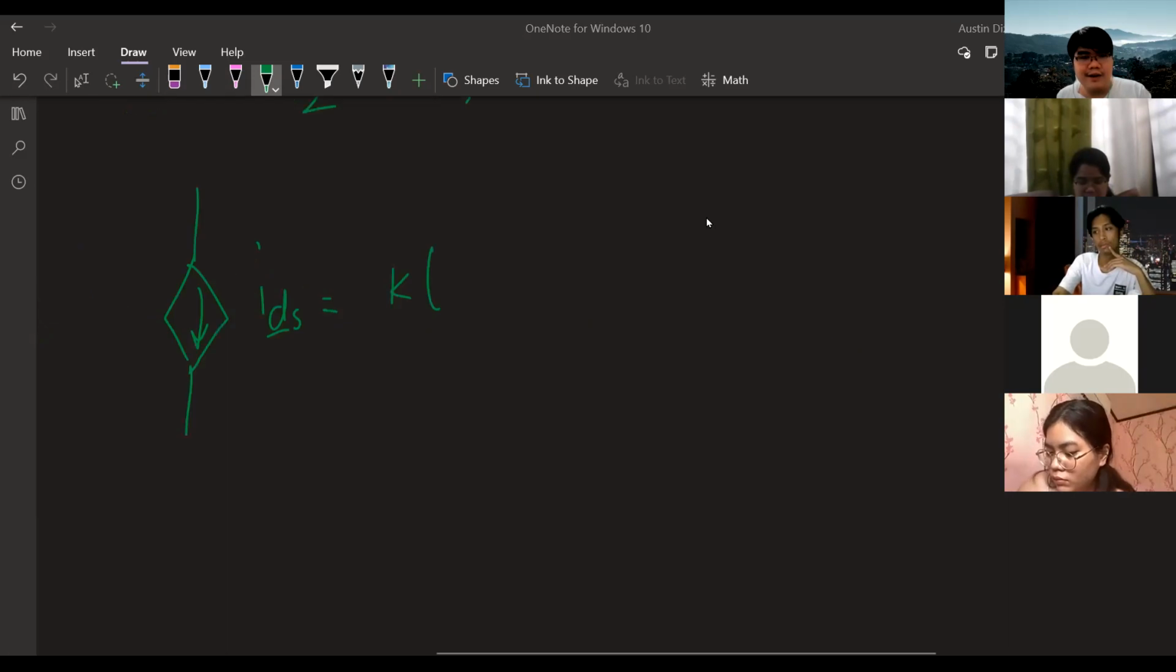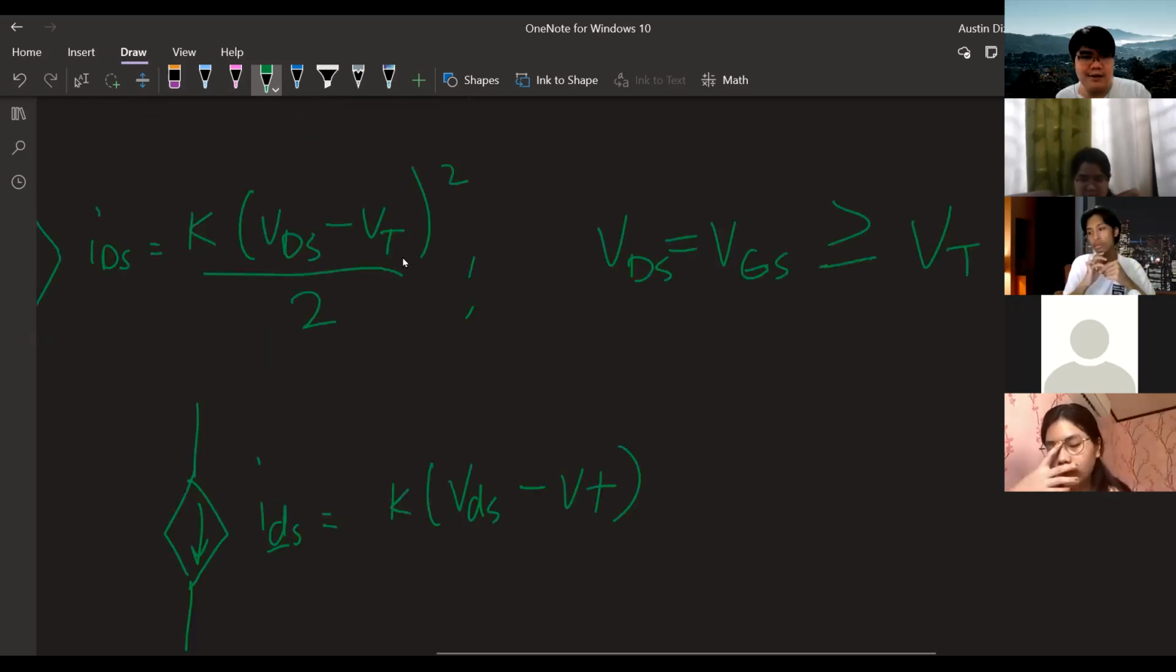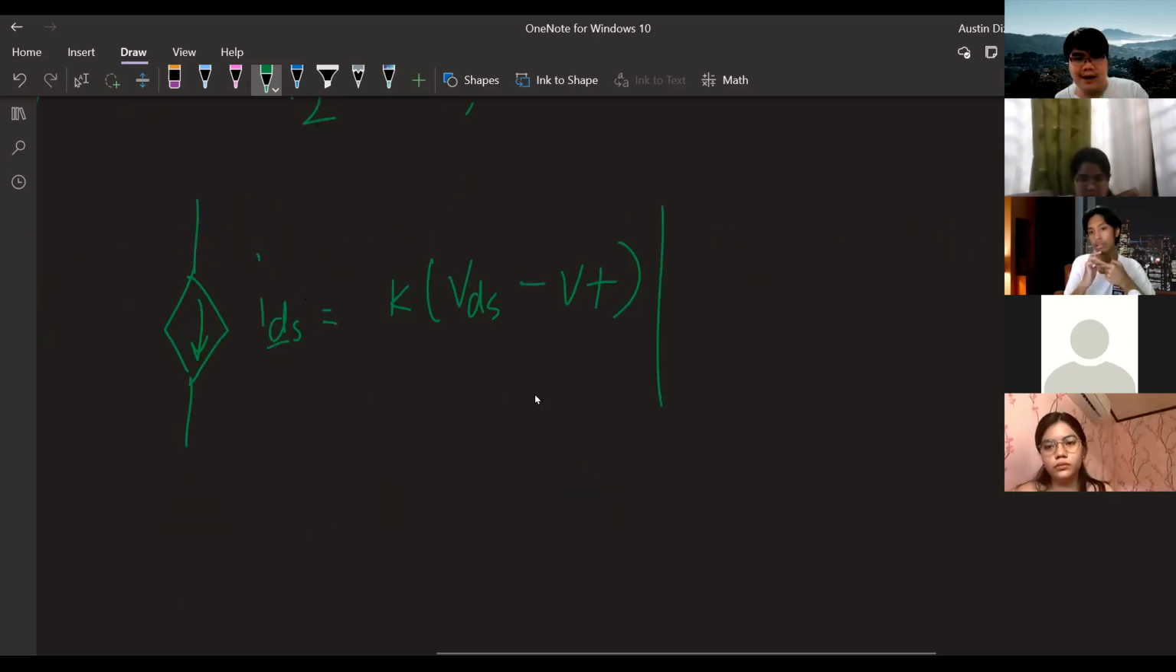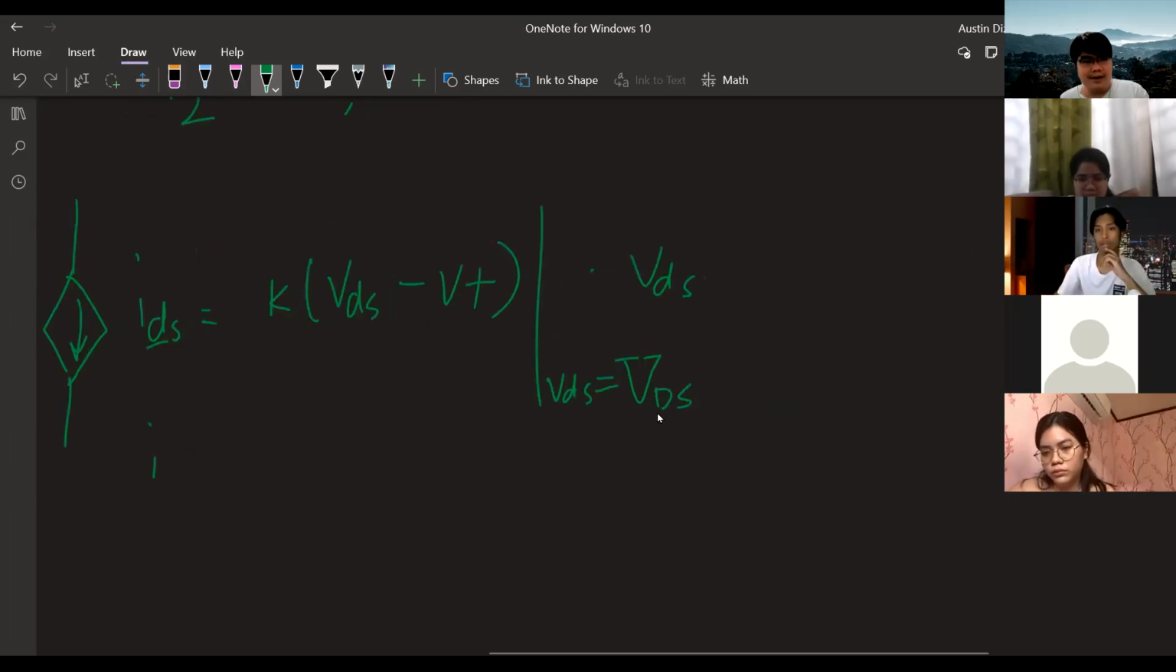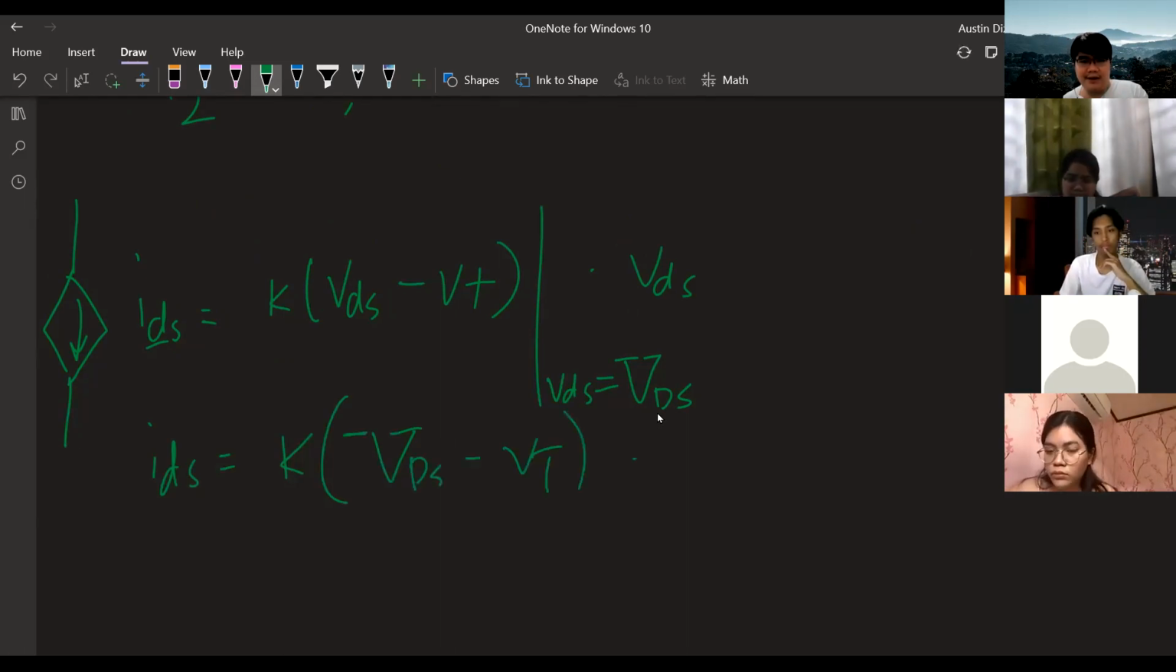So, derivative natin, di ba? Tapos, VDS minus VT. Tapos, mawawala na yung 2, kasi yung over 2 bababa siya dahil sa derivative. Evaluated at VDS equal to capital VDS and times V small ds. Okay, so ganito. So IDS is just equal to K times capital VDS minus VT times V small ds.